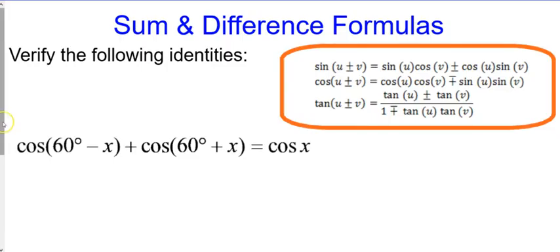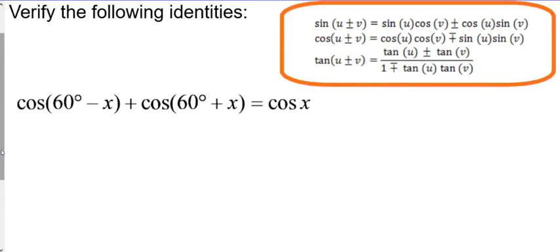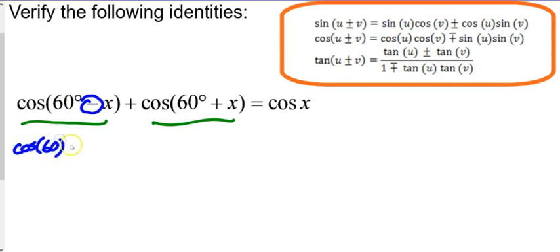All right, last one. So look at the problem. Notice you have two sets of cosines. So we're going to have to expand twice. So this is going to be really long, but don't worry, it's going to condense. So we're going to start with the first one. Remember, with cosine, it's the opposite sign in the middle. So it's going to be cosine of 60 cosine of x plus sine of 60 sine of x.